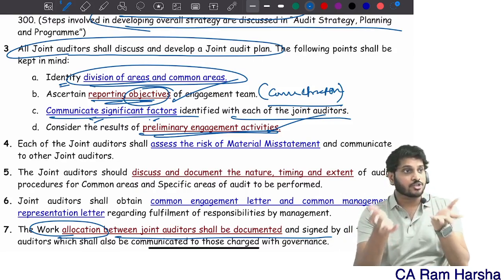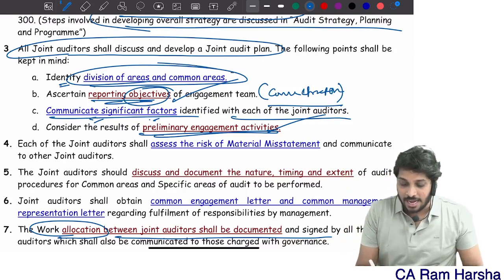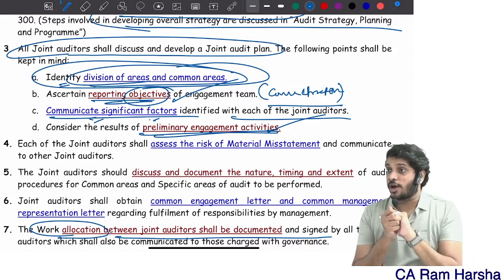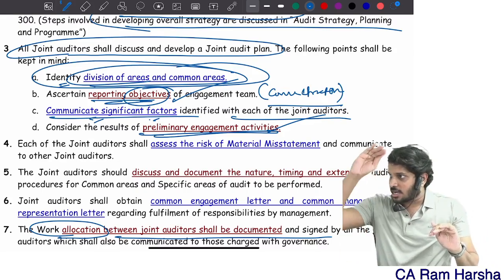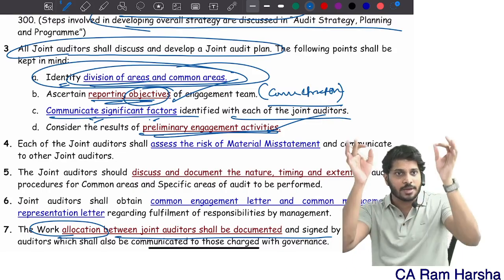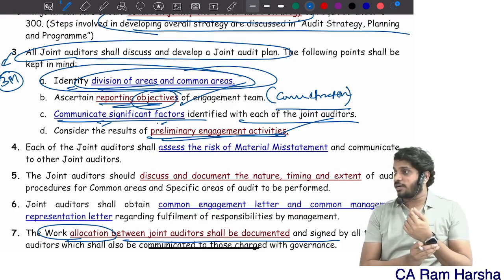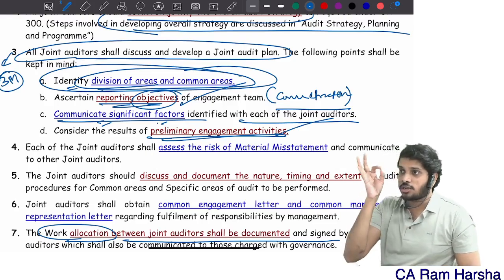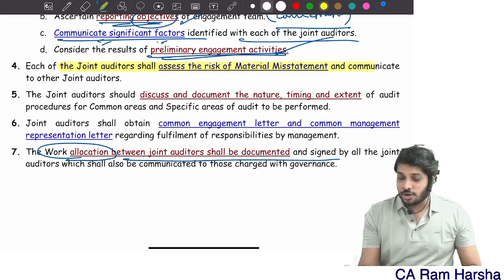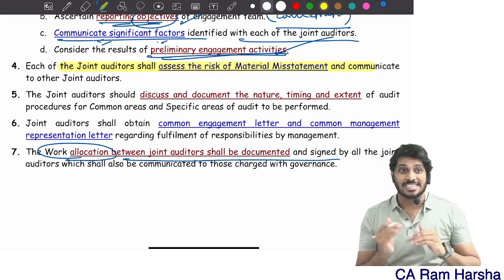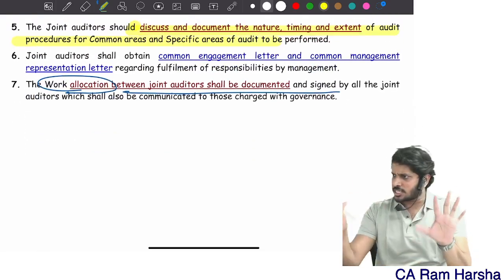So each joint auditor should communicate with each other significant findings that are affecting the other joint auditor, and the joint auditors should develop a joint audit plan that contains separate areas and combined areas. So all the areas should be covered in the joint audit plan. They may ask you only a 3 marks question on this. Joint auditors shall discuss and develop a joint audit plan. What are the points to be considered while developing a joint audit plan? And remember, all the joint auditors shall assess the risk of material misstatement. Risk assessment must be performed by all the joint auditors, and they should document all the procedures performed.